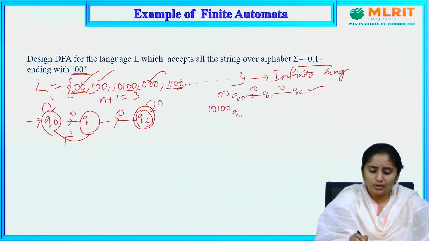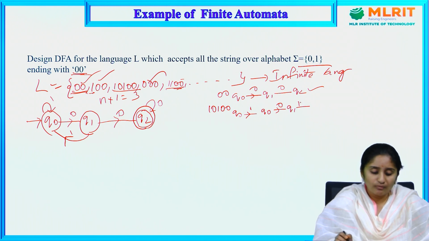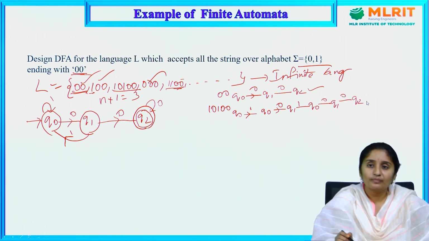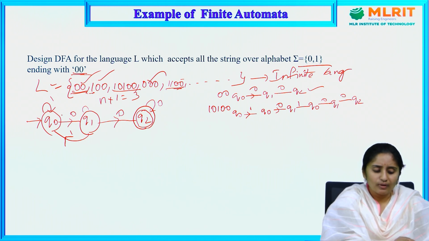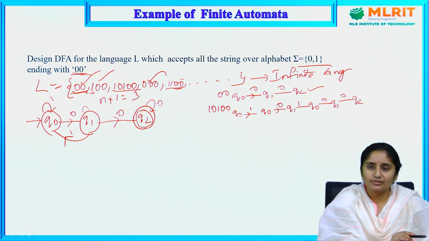Q0 on 1 moves to Q0. Q0 on 0 moves to Q1. Q1 on 1 moves to Q0. Q0 on 0 moves to Q1. Q1 on 0 moves to Q2. So this string is accepted. I can place here also 1, no issue. 0 1 0 1 0 0. This string is also accepted.